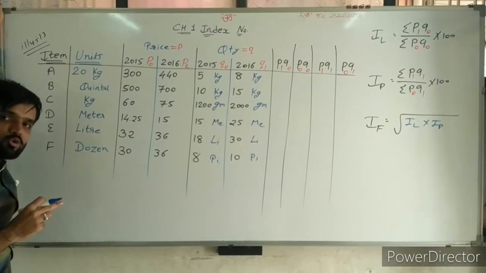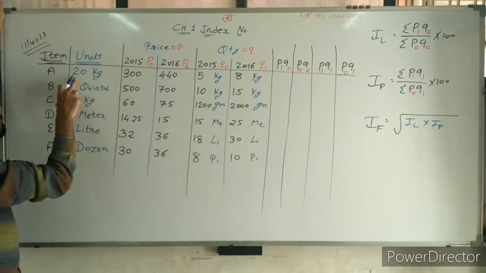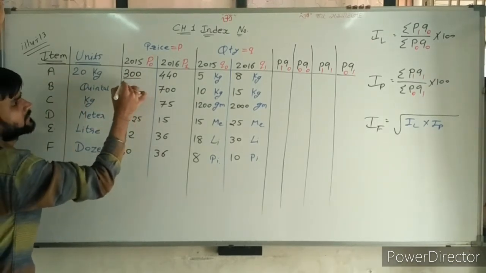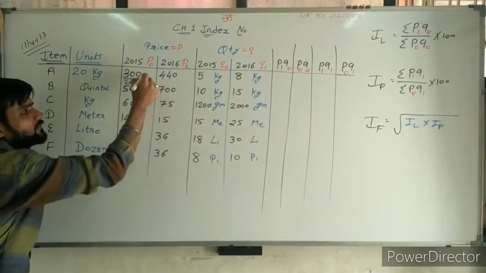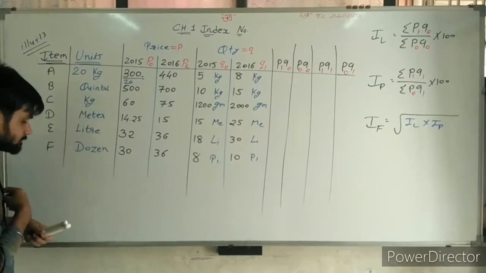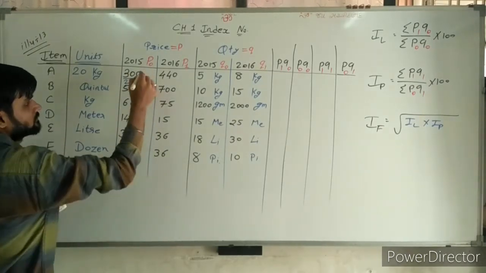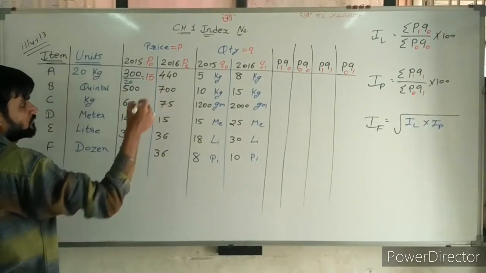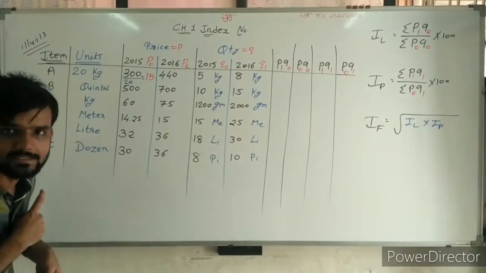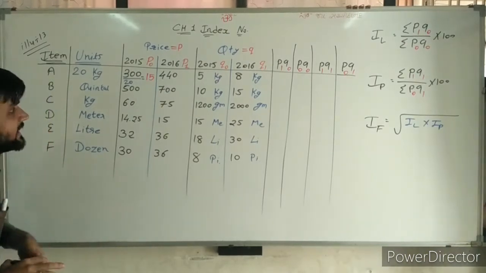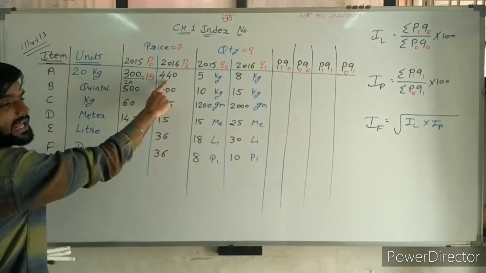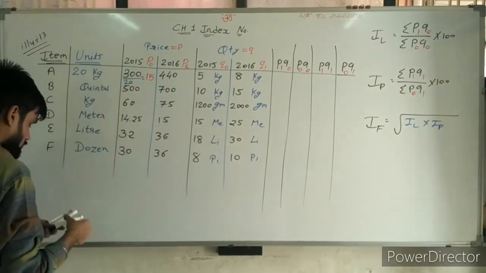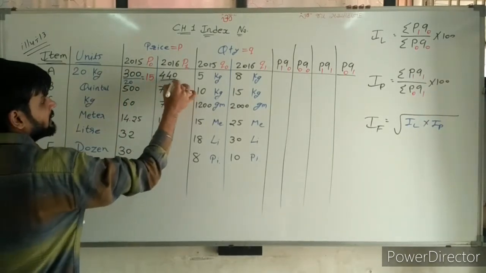So what I have to do? 300 divided by 20. I get 15 rupees as the answer. So 15 rupees is the 1 kg price. Same way, this is also a 20 kg price. Divide by 20.